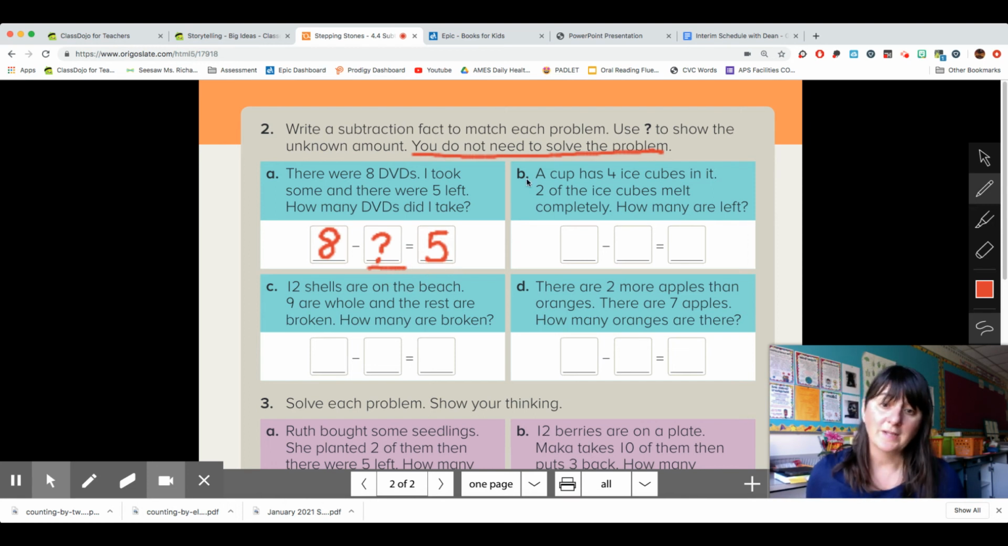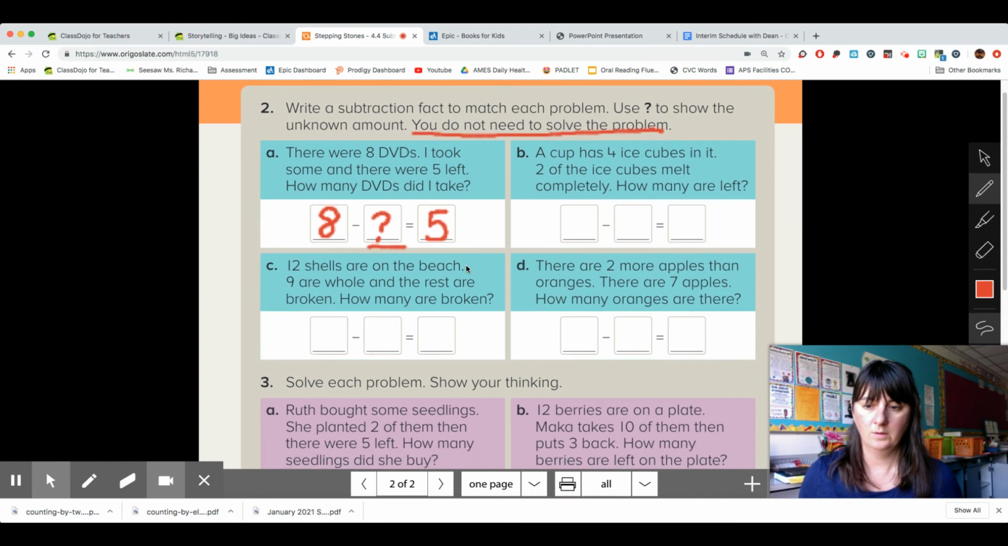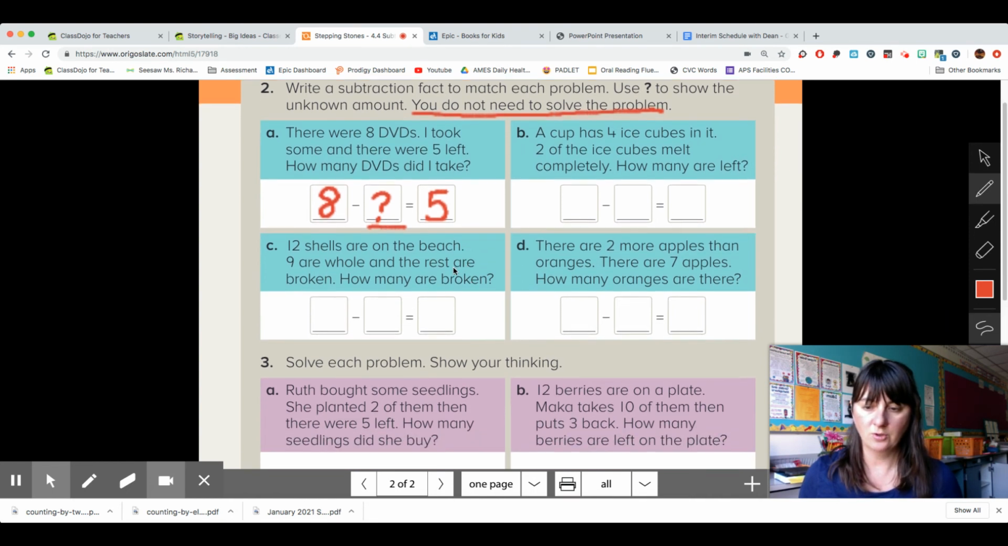And I'm going to read the rest, but I want you to do the rest on your own. Letter B, a cup has 4 ice cubes in it. 2 of the ice cubes melt completely. How many are left? C, 12 shells are on the beach. 9 are whole and the rest are broken. How many are broken? D, there are 2 more apples than oranges. There are 7 apples. How many oranges are there? This one's a little tricky. 7 is that total there, so you're going to put 7 here.